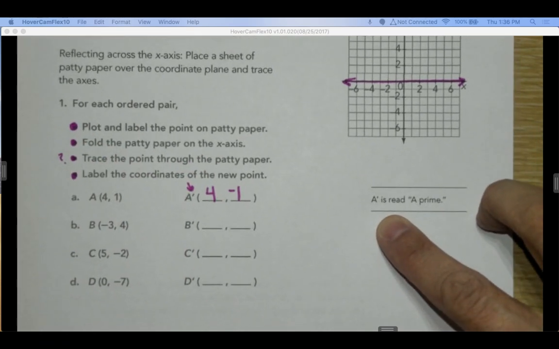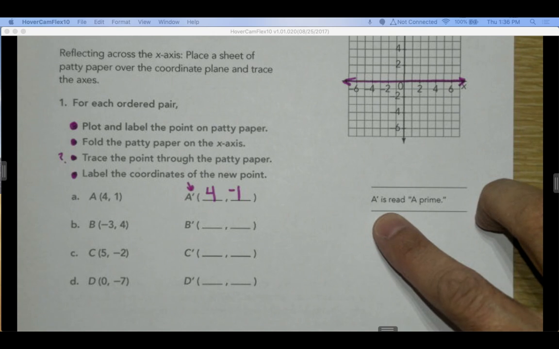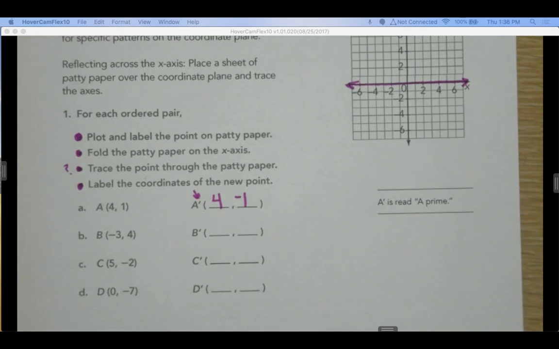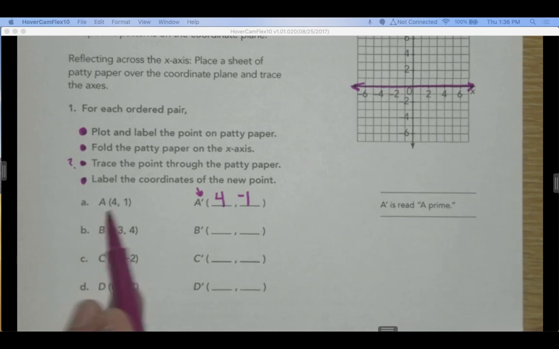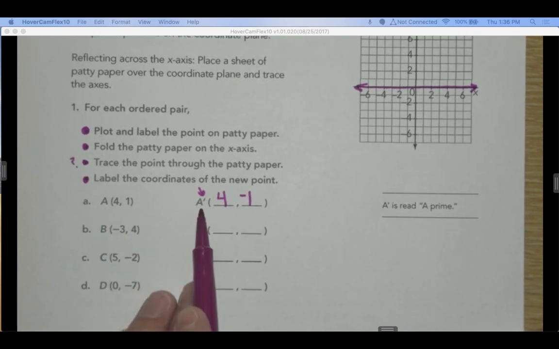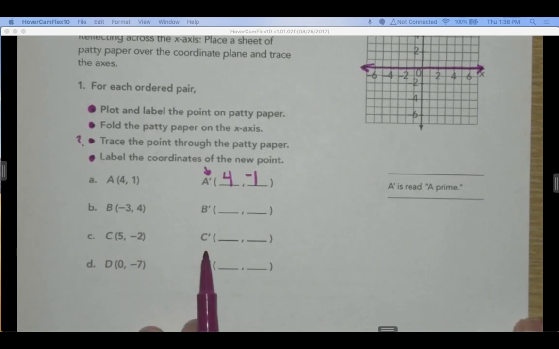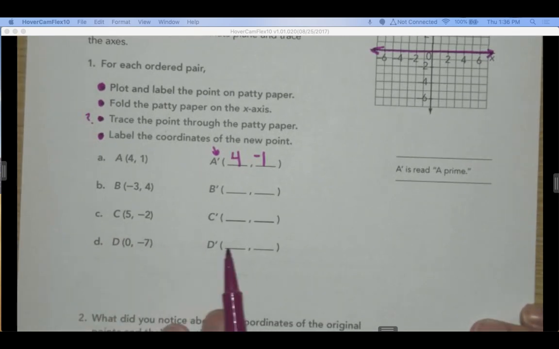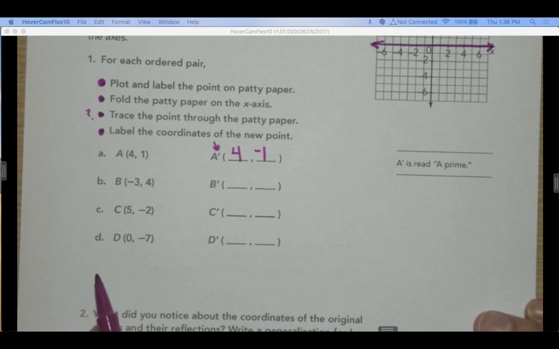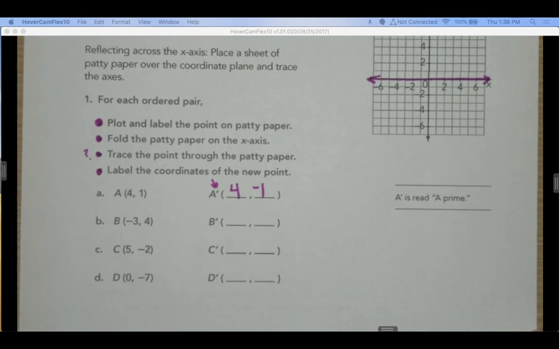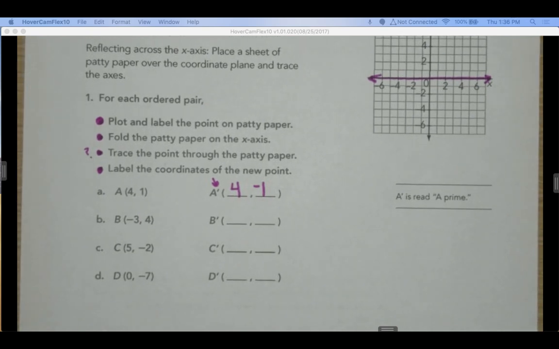Notice how there's that little symbol right there. And that says that A is read as A prime. So it's like the opposite of it. So this and this are different because this is A and then this is A prime. This is B prime. This is C prime. This is D prime. This is Optimus Prime. All right. So we do that with the rest of these then.